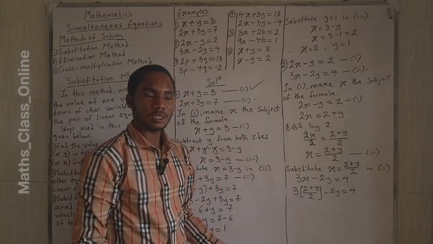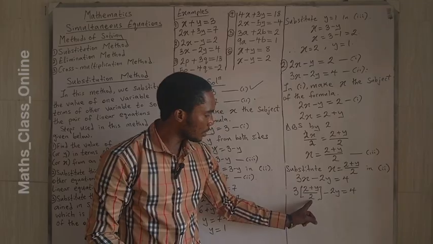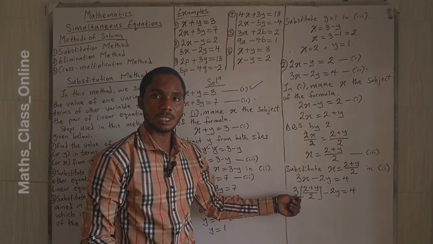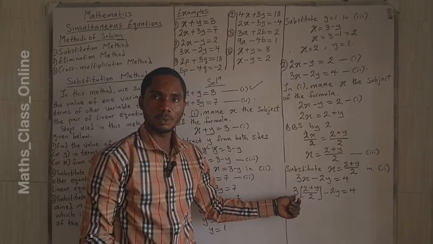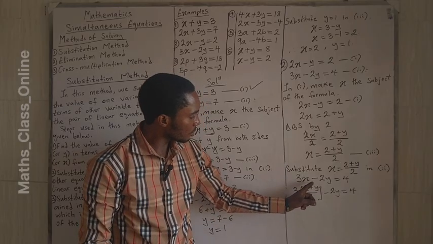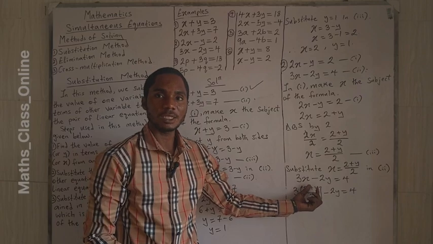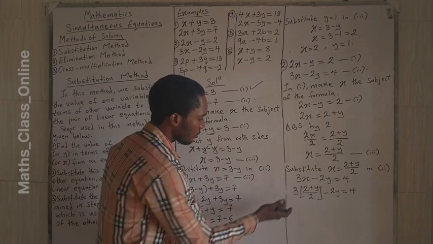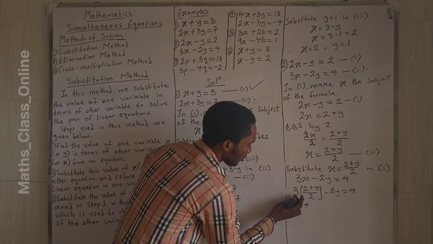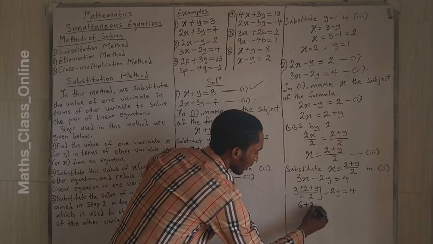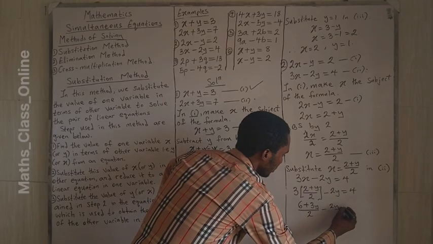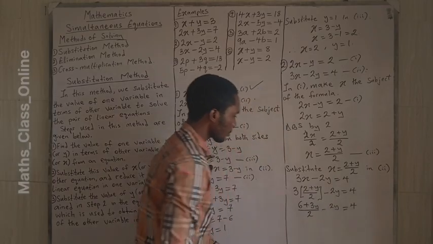What we need to do here first is check if the denominator, that is 2, can divide what we have outside here, which is 3. Can 2 divide 3? No. What we do next is use this 3 to multiply everything we have at the numerator here. So we have 3 multiplied by 2, that is 6, plus 3 multiplied by y, that is 3y, over 2 minus 2y is equals to 4.